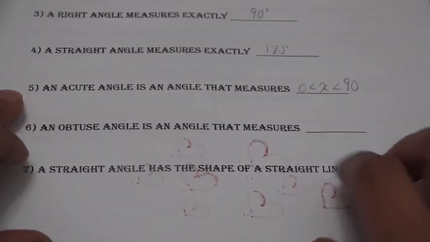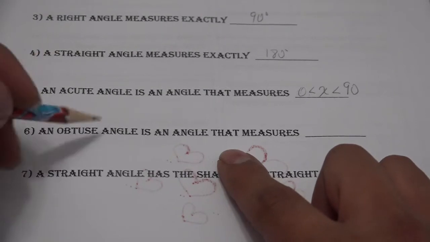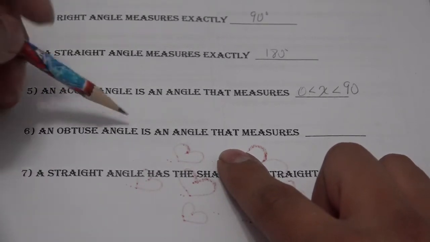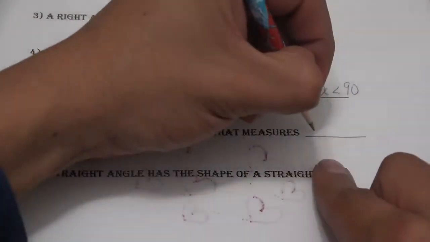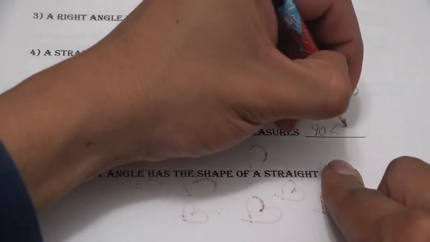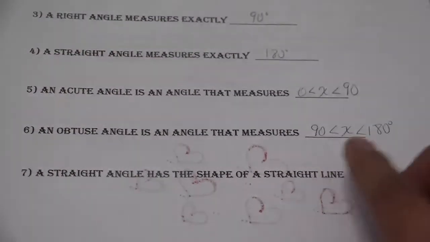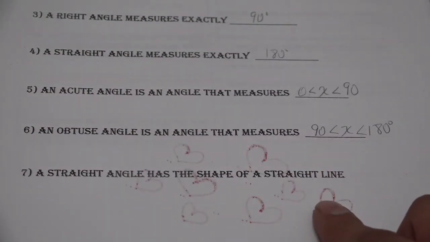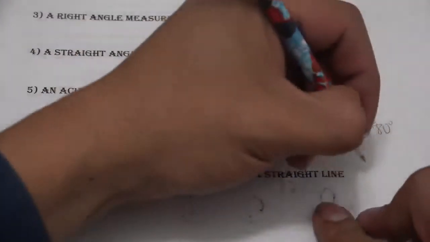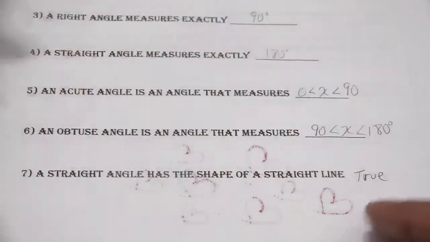All right. An obtuse angle, or as my son said, an obtuse angle. So an obtuse angle is an angle that measures greater than 90, but less than 180 degrees. Okay, a straight angle has the shape of a straight line. True. Okay, and that's it. Let's move on to the next page.